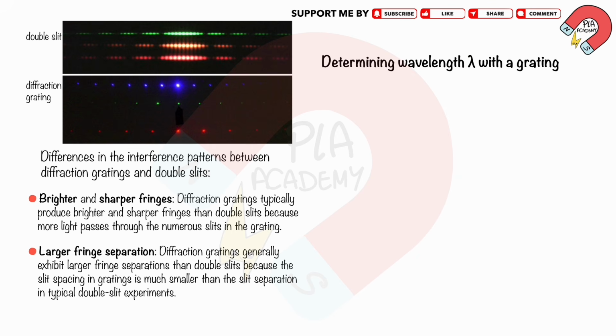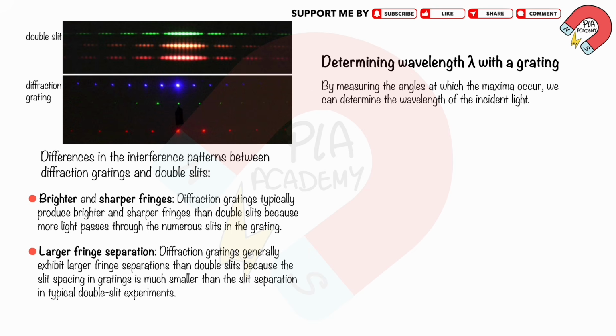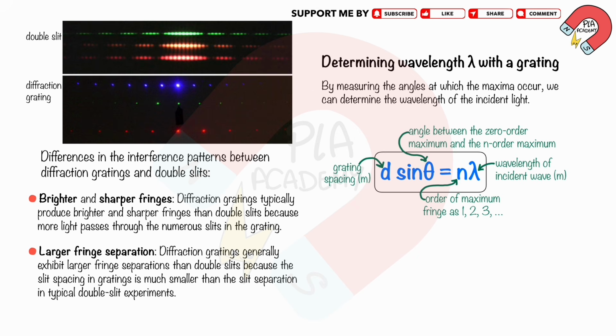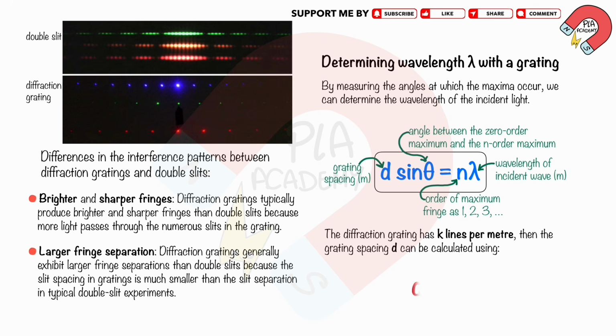The wavelength lambda can be determined with a diffraction grating. By measuring the angles at which the maxima occur, we can determine the wavelength of the incident light by calculating using the equation d sin theta equals n lambda, where d is the grating spacing in meters, theta is the angle between the zero-order maximum and the n-order maximum, n is the order of the maximum as 1, 2, 3, and so on, and lambda is the wavelength of light in meters. If the grating has k lines per meter, then the grating spacing d can be calculated using d equals 1 divided by k.